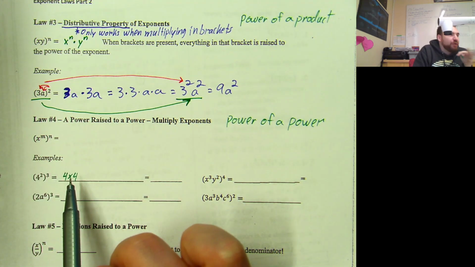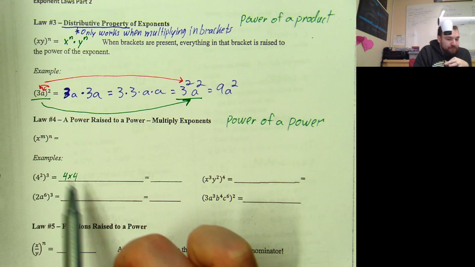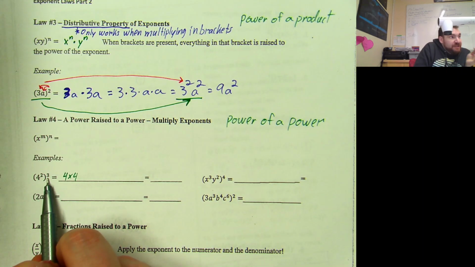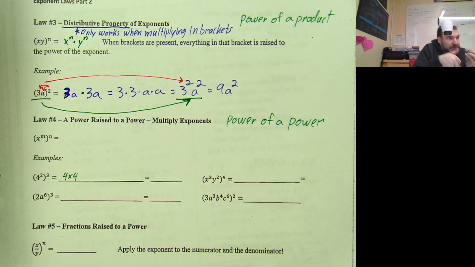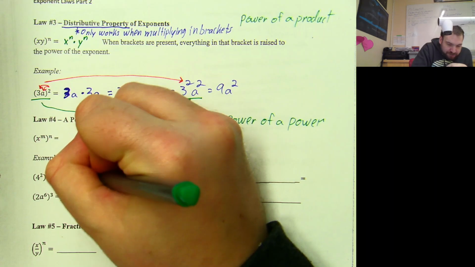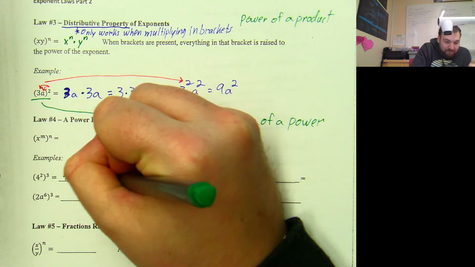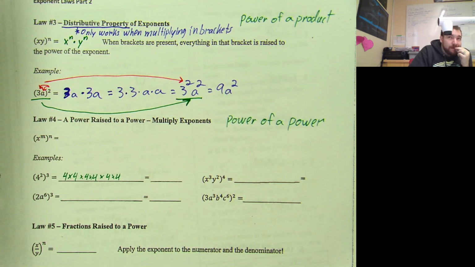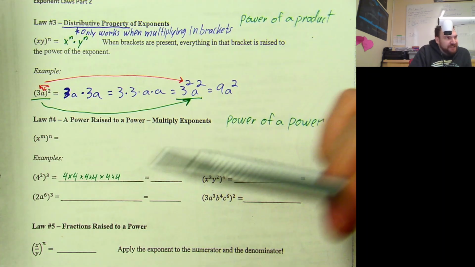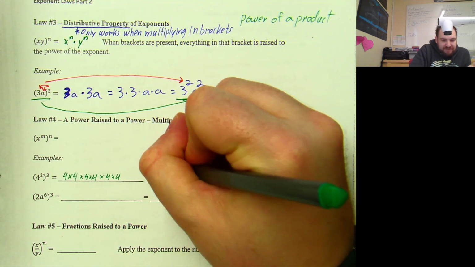And what am I doing with this 4 times 4? I'm cubing it. What does it mean to cube something? Multiply it by itself 3 times. So what I'm going to do here is take 4 times 4, and multiply it by 4 times 4, and then multiply it by 4 times 4 again. So what do I actually have here? I've got 4 multiplied by itself 6 times. So this thing is actually going to give me 4 to the power of 6.